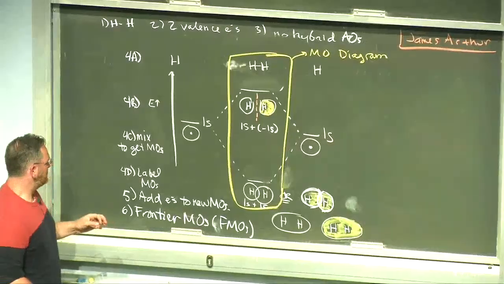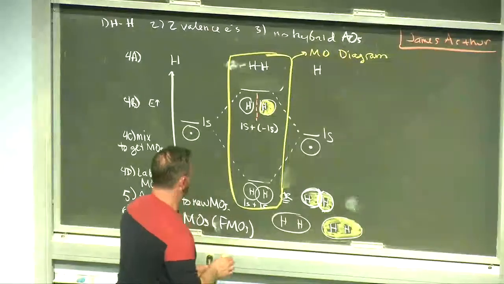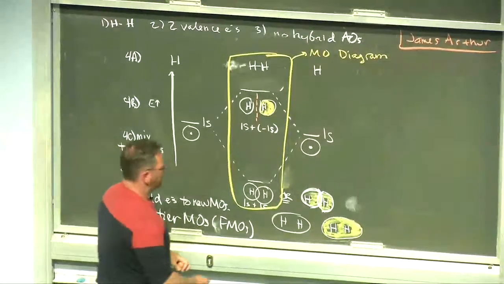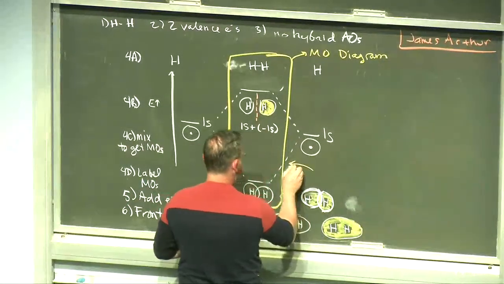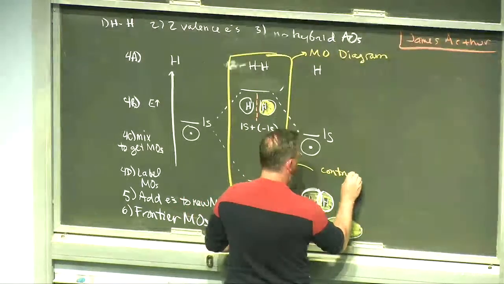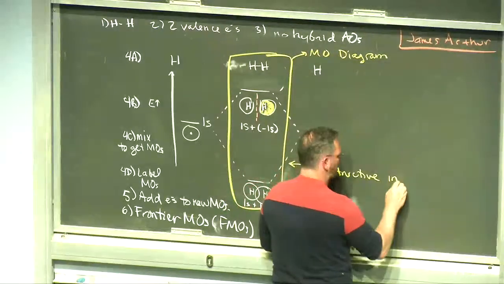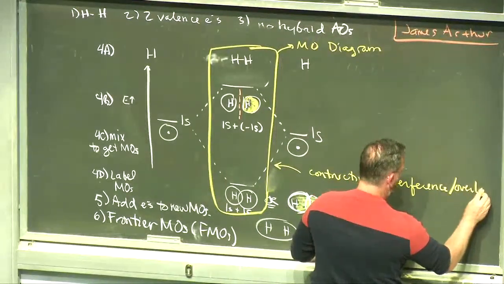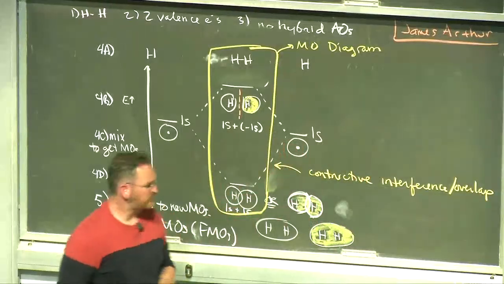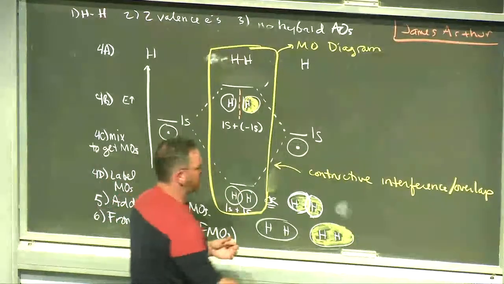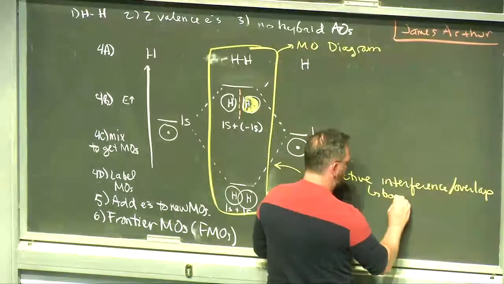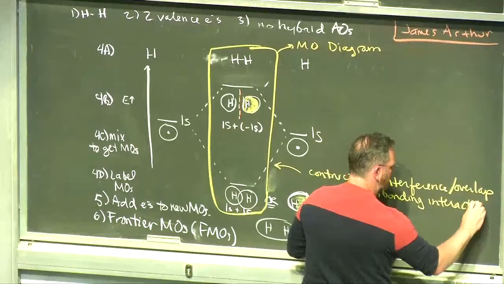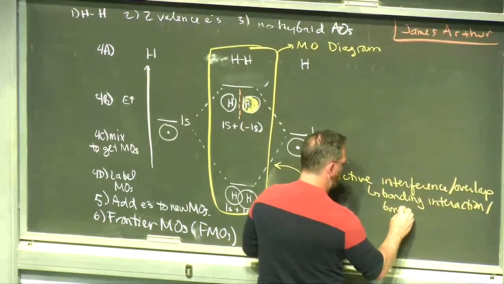Step 4D is then labeling your molecular orbitals. Let me go back to 4C. Let's get some more words on here. Number of electron domains. Constructively, destructively. So our orbitals overlapped constructively. Constructive interference. You can think of that as overlap, orbital overlap. So it's constructive interference that gave us a bonding interaction, and therefore a bonding MO.